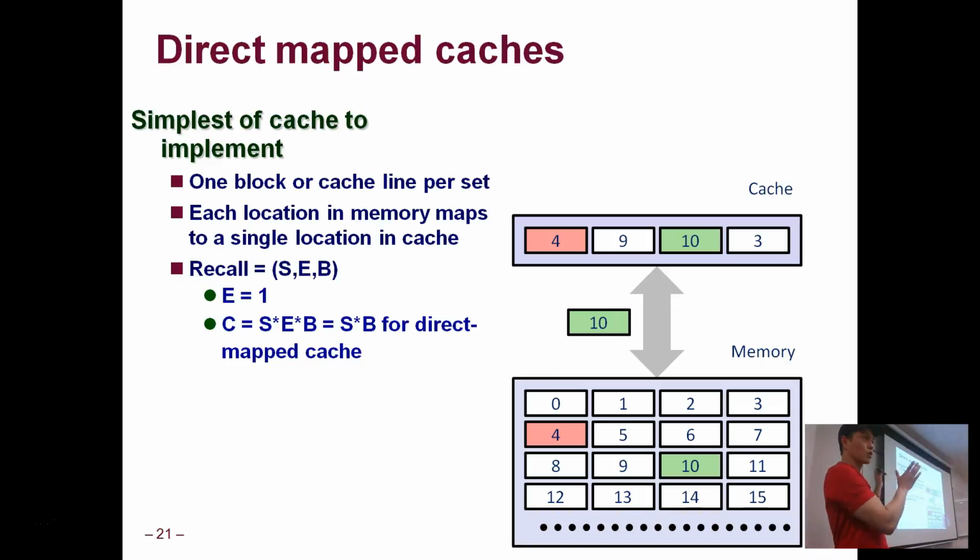Based on the general organization that we just went through, we saw the direct map cache as the very first cache, where you have one block per set. So here are 4 sets, 1 block per set. And then each location in memory, each column, for example, maps into a single location in the cache. So in this case, E is 1. And the size of the cache is basically the number of sets times the number of bytes in each block. Okay, S times B.